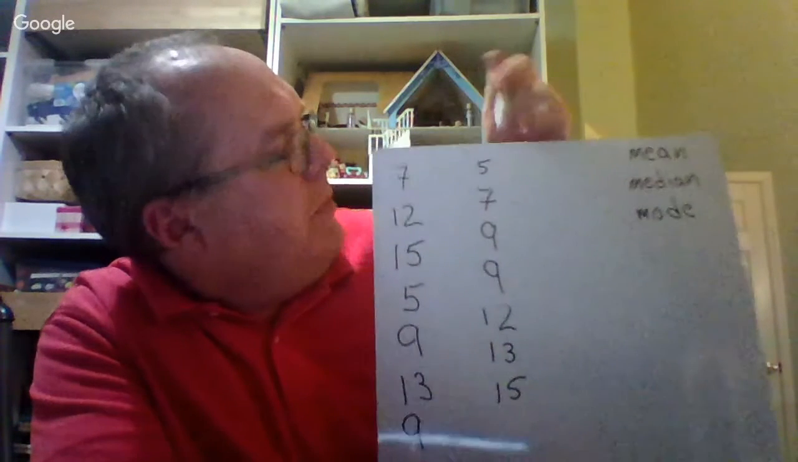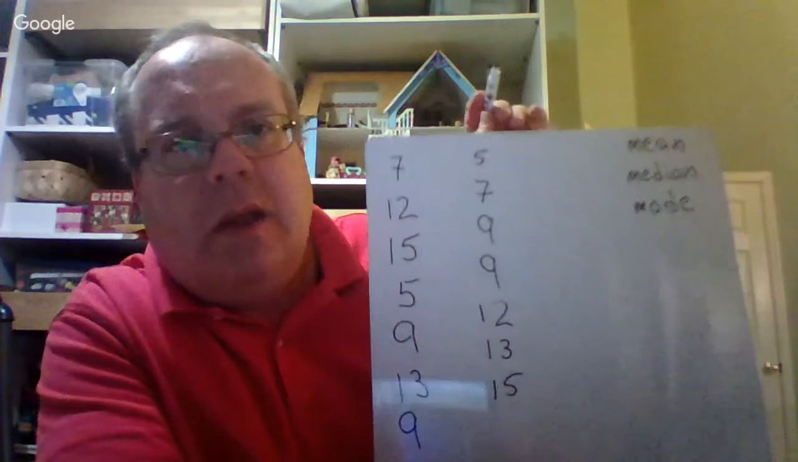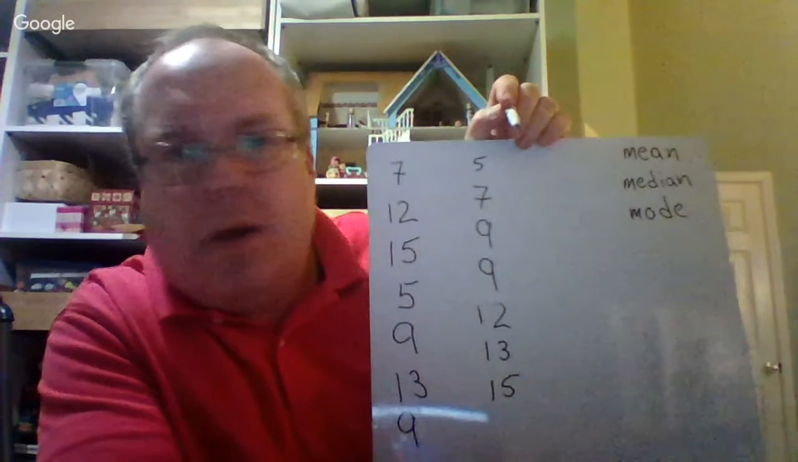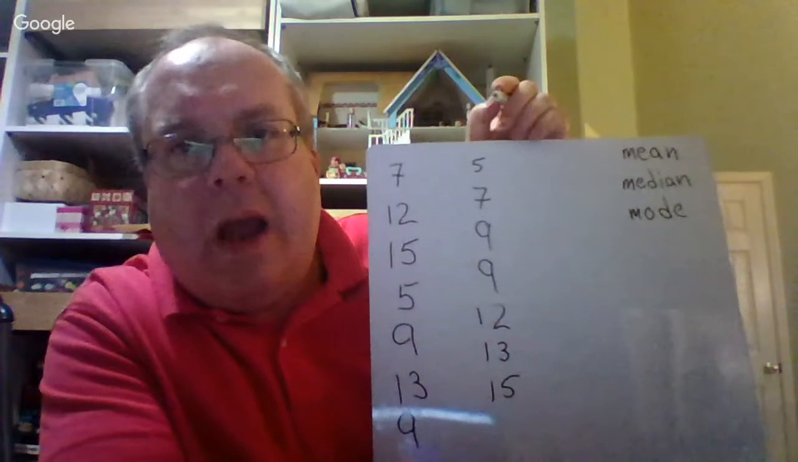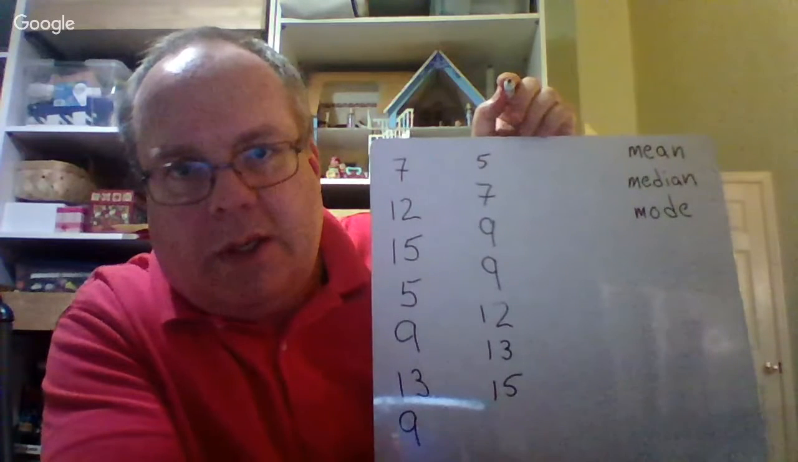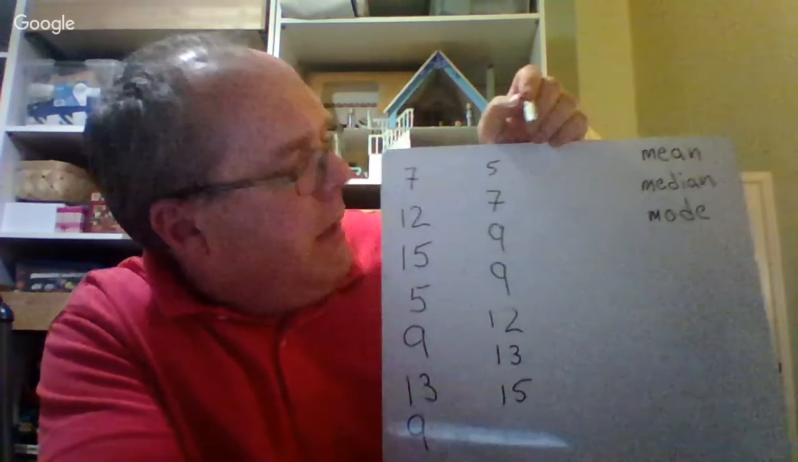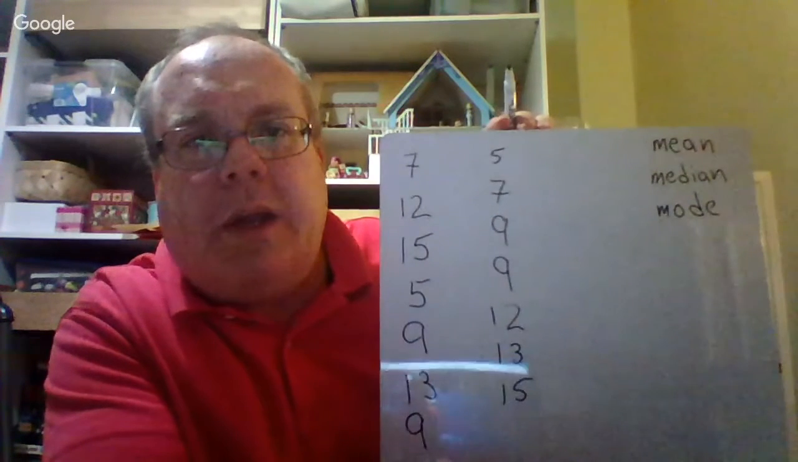So in this case, you see we've got 1 five, 1 seven, 2 nines, 1 twelve, 1 thirteen, and 1 fifteen. So just because there are 2 nines and there aren't 2 of anything else, that would mean 9 is the mode. Now, the mode isn't really very useful as far as a calculation goes, but we all still like to teach about it. Okay, so that's a real brief explanation of mean, median, and mode.